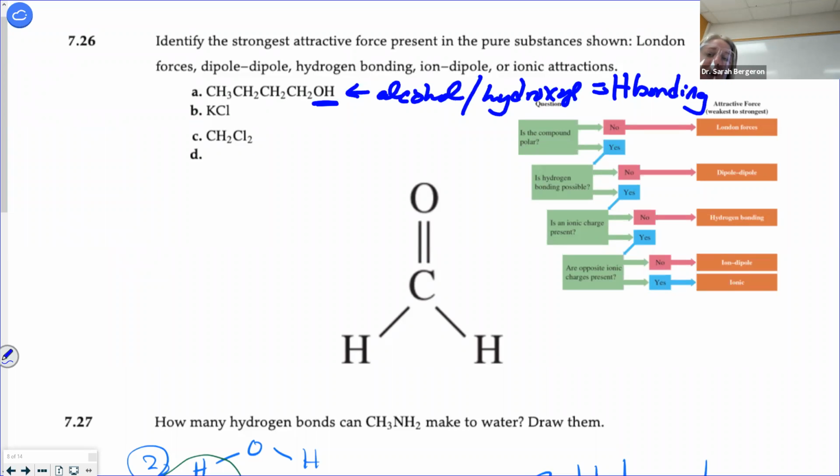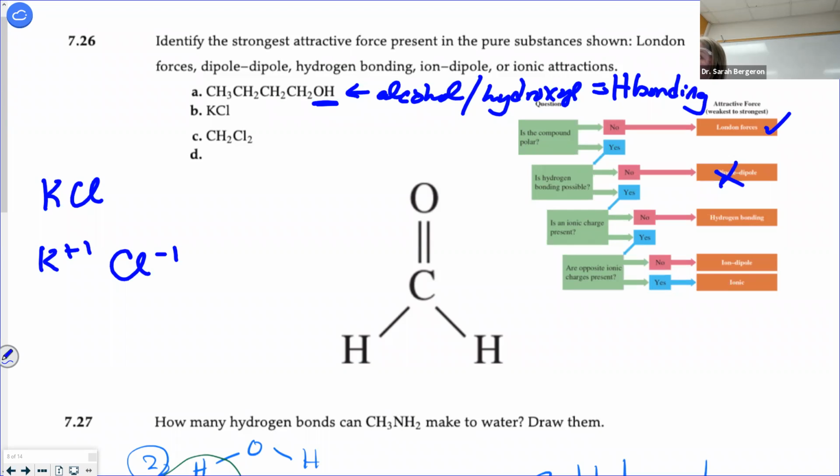KCl. If all I have is KCl, what do I actually have? K is in group 1, that's a +1. Cl is a -1. So what kind of forces do I have? Do I have London forces? Yes, I do. Do I have dipole-dipole interactions? I don't see a dipole there. Do you see a dipole there? Dipole tells you partial charges. Do you see dipole? No.